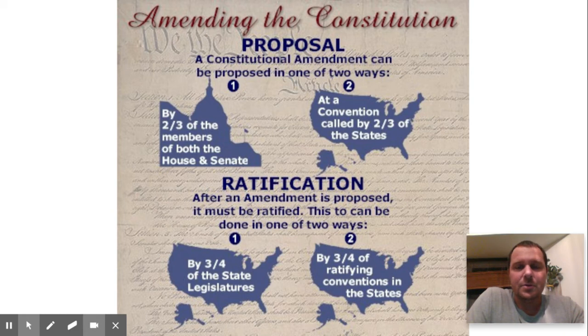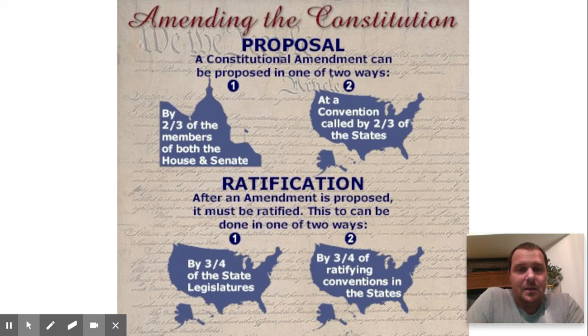So to give you an example, let's say that hypothetically we decide in the United States of America that it is important to give African Americans the right to vote, as we did right after the Civil War with the 15th Amendment. So it required 2/3 of the members of both the House and the Senate to agree to that.